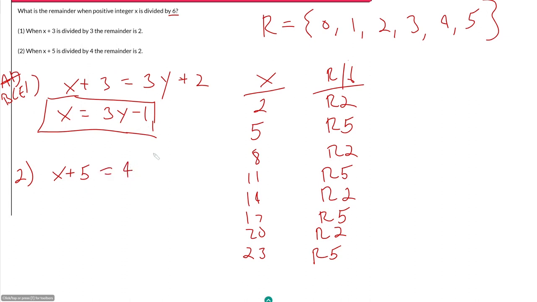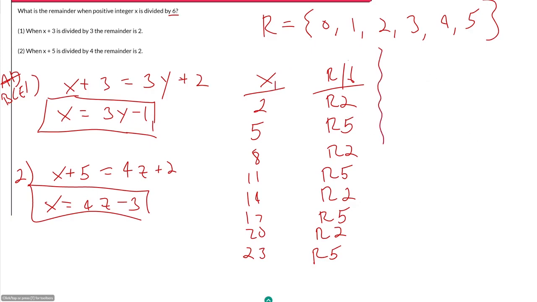So we've got to say x + 5 = 4z + 2, which means x would be equal to 4z - 3. If we were to do the same thing, so if this is x1, meaning this is the x from our first statement, what values for x do we get from our second statement? So x2 here, where we want to find again some possible remainders.